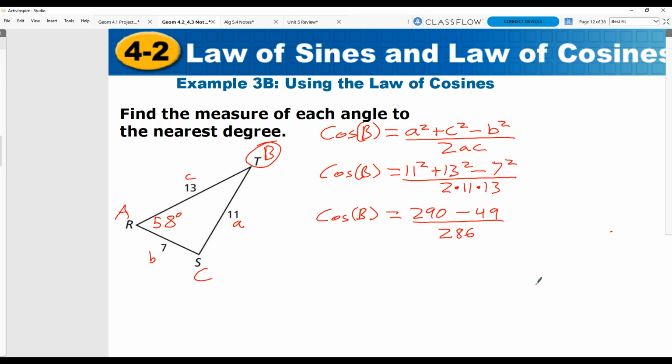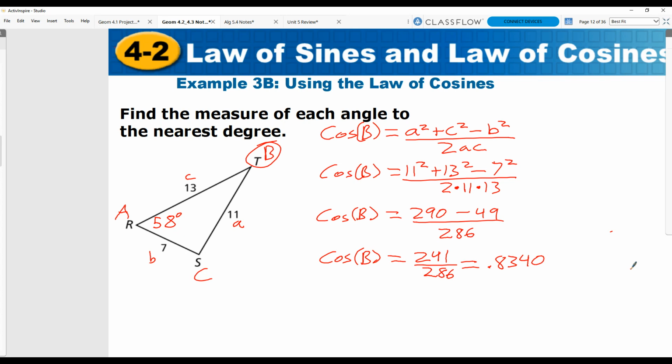All right, so now what we're going to do is take 290 minus 49, and that'll get us 241. Okay, so let's jot this down. We have cosine B is equal to 241 over top of 286. All right, we got a fraction. Now we're just going to divide it to see what that comes out to. All right, and we end up with, to the first 4 decimal places, 0.8340.